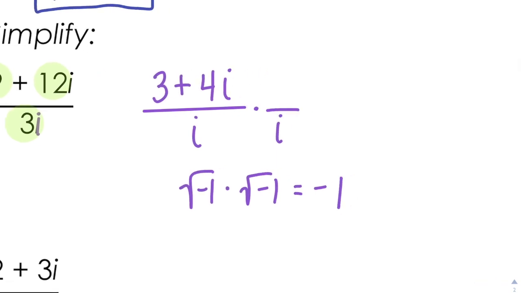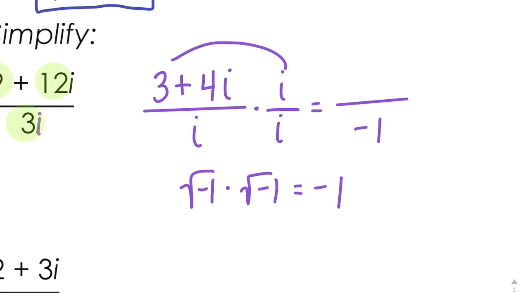And if I multiply the bottom by i, I have to multiply the top by i. So my denominator becomes i times i, which is i squared. And remember, i squared is just -1. My numerator becomes 3 times i, so 3i, plus 4i times i, which is 4i squared. And that i squared changes it. So it's 4 times -1, so it's not going to be a plus 4 anymore. It's going to be a minus 4.